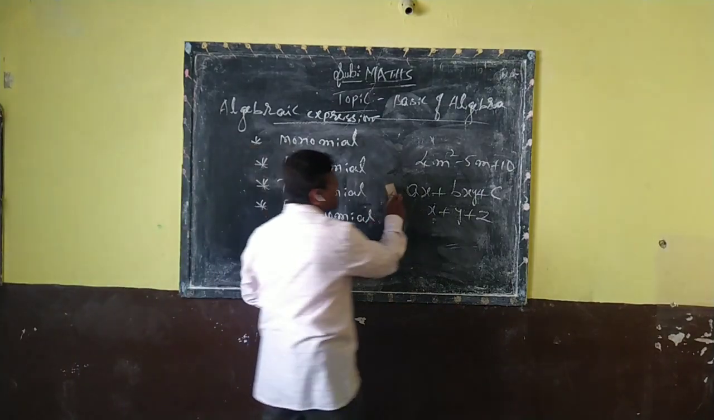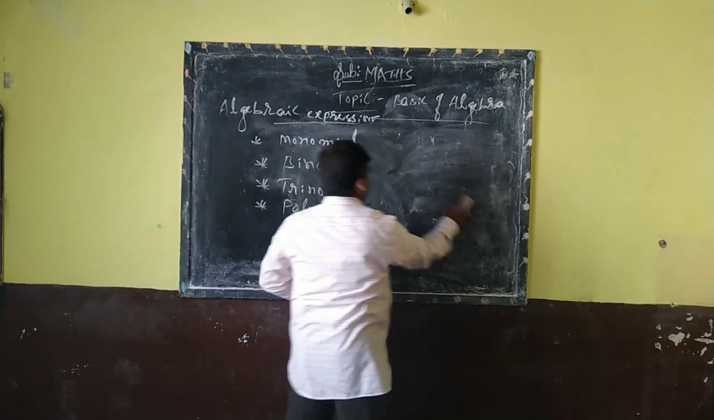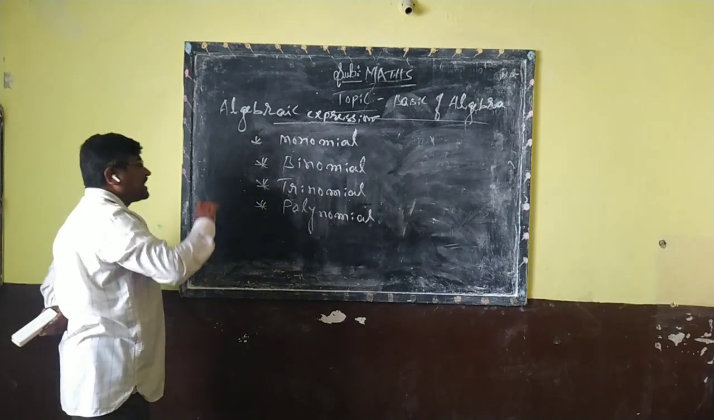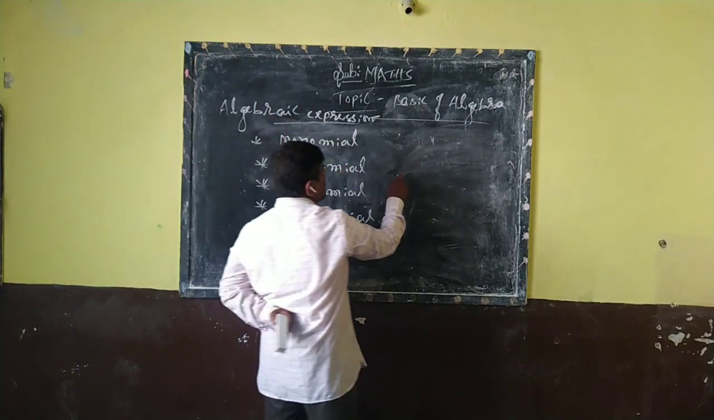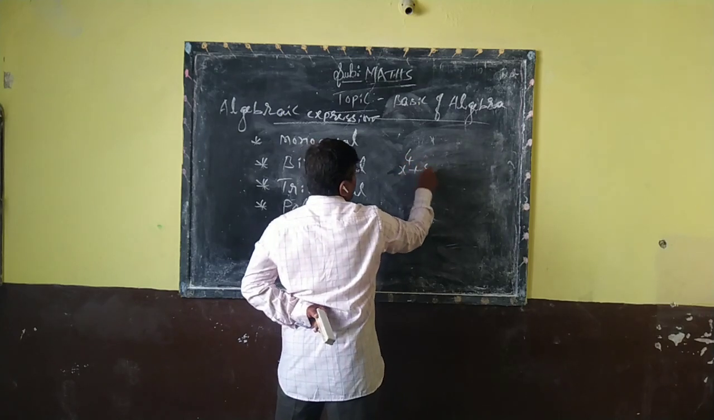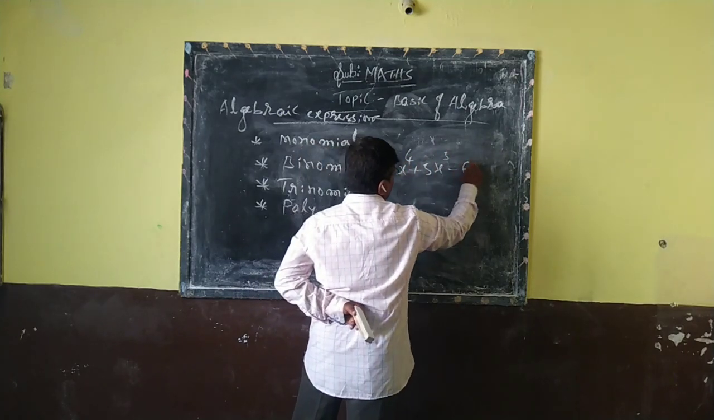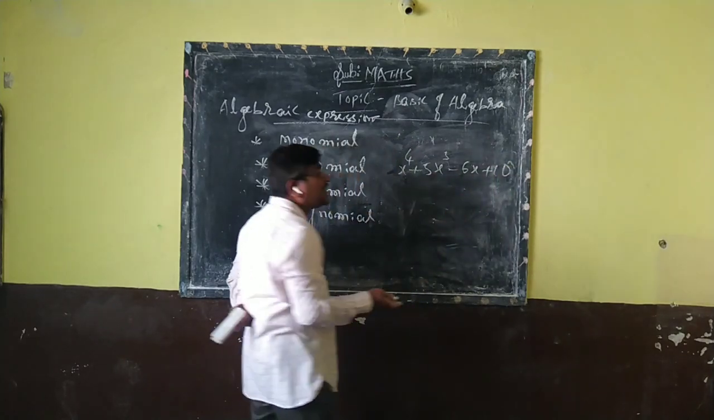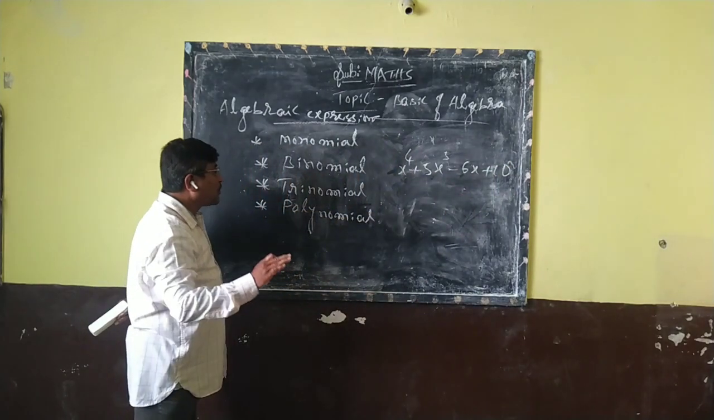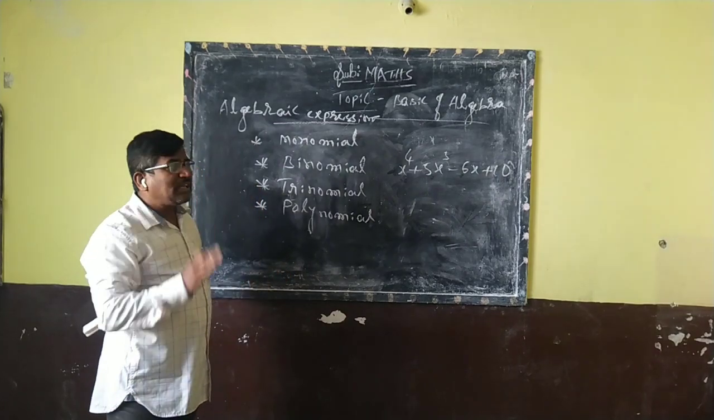Now last, come to polynomial. Polynomial means an expression having more than three terms. For example, x to the power of 4 plus 5x cube minus 6x plus 10. Here, 1, 2, 3, 4. What did I say? An expression having more than three terms is called a polynomial.